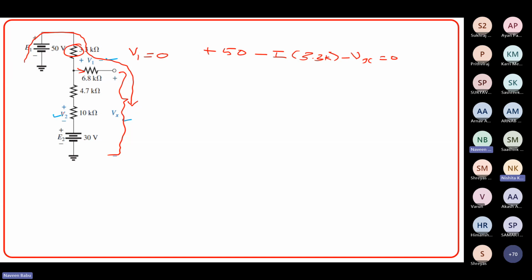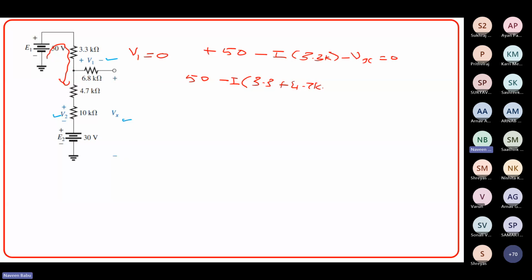If you want to find the current in this loop, you will have to apply KVL in this loop. So it is again 50 minus I multiplied by 3.3K plus 4.7K plus 10K, minus 30 equal to 0. From this you can determine the value of current, and that current you can substitute here. I'll give you the solution.